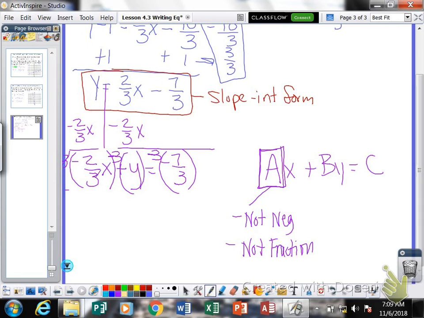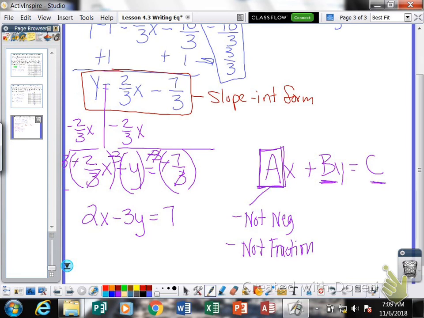Now look at the coefficient of x. It is not negative and it is not a fraction. Good to go. Now multiply negative 3 times y, we get minus 3y. Negative 3 times a negative is a positive. 3 goes into 3 once, leaving me with 7. Notice I have no more fractions. B could have been a fraction if we really wanted it to, and C could have been a fraction if we really wanted it to.